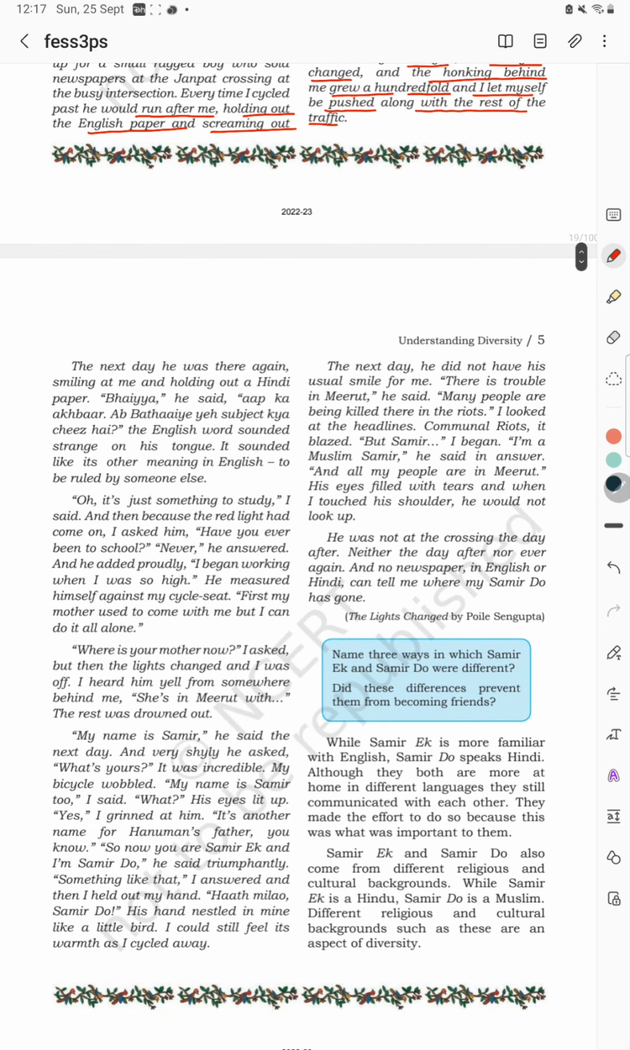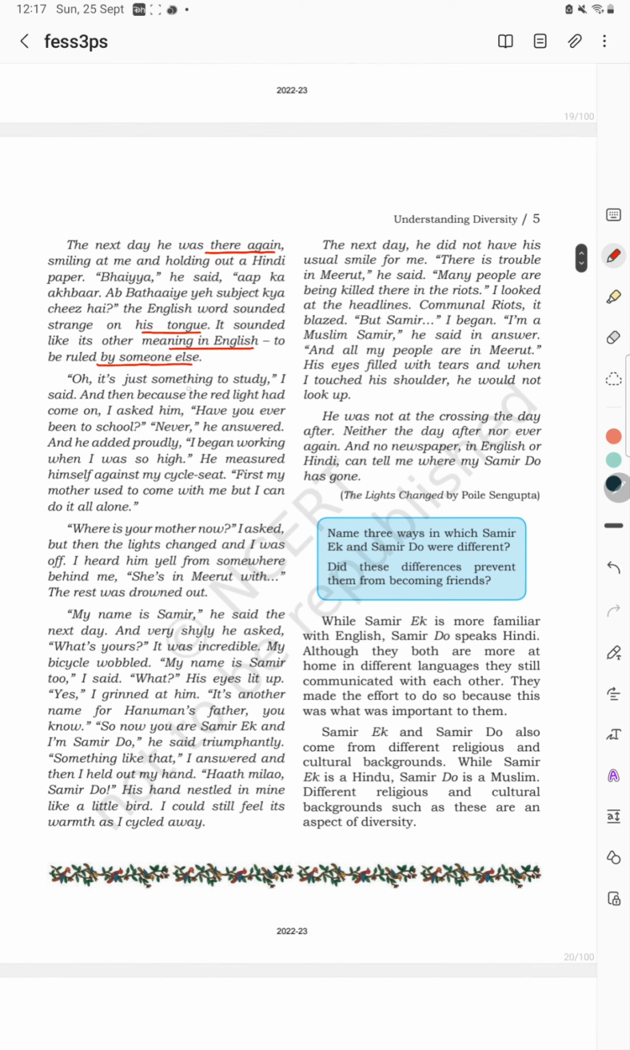The very next day, he was there again, smiling at me and holding out a Hindi paper. "Bhaiya," he said, "aapka akhbaar, aap bataiye, ab bataiye ye subject kya cheez hai." The English word sounded strange on his tongue. It sounded like its other meaning in English, to be ruled by someone else. "Oh, it is just something to study," I said.